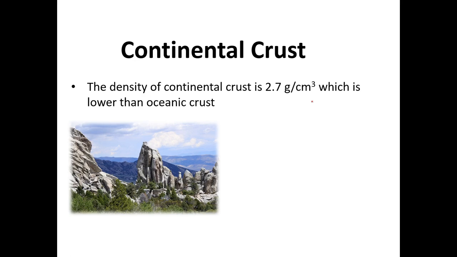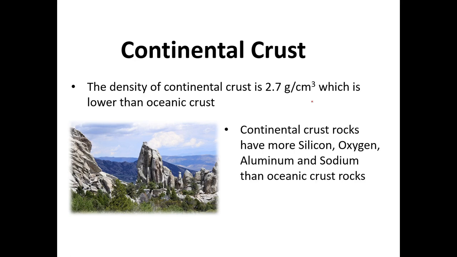You might be looking at it and thinking, well, what does it matter? 2.7 grams per cubic centimeter versus 3 grams per cubic centimeter. That's no small beans to me, but actually your whole life depends upon the fact that continental crust has a lower density than ocean crust, and I'll explain that a little bit more later. But you do need to know this right now. Continental crust is less dense than ocean crust.